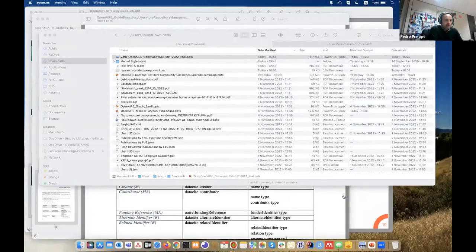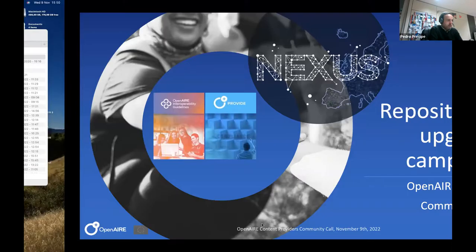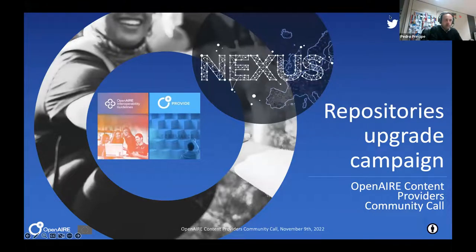So Leonidas is also a colleague that you already know from previous community calls, but for those that are here, Leonidas is part of the OpenAIRE team that can also support in things related to the guidelines, the provide, etc. So feel free also to ask him questions. So he's part of the team and you know him. Also, Leonidas, please, now. Yes, thank you, Pedro.